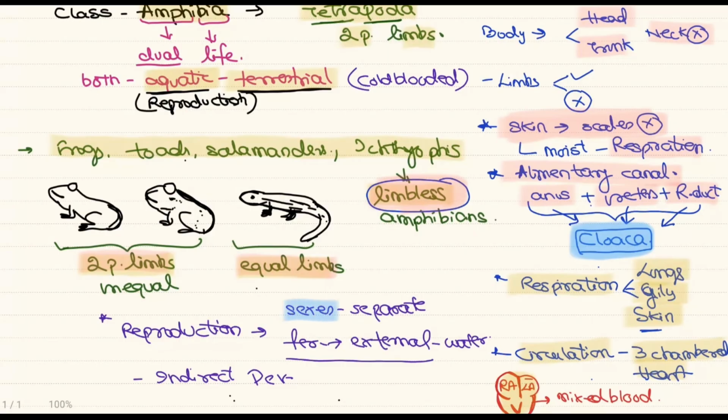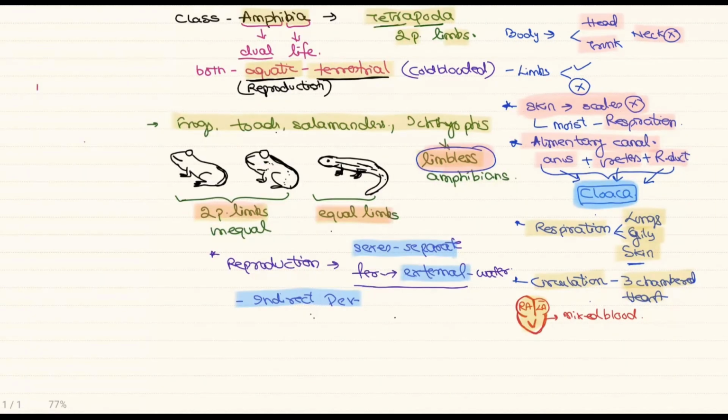Reproduction: animals have separate sexes. For fertilization, they need water, that is external. Larva in the life history is called indirect development. Let's see the examples. The common example is Bufo. Bufo is called toad.